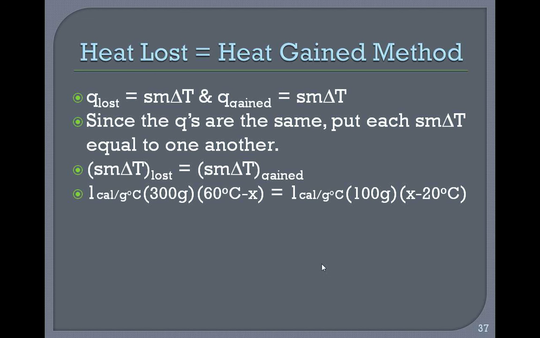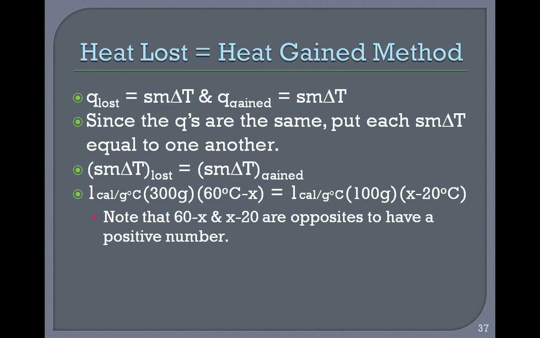So in this case, the specific heat in both of these is the same. It's 1 calorie per gram degree Celsius. This one had 300 grams, that one had 100 grams. And here we go, 60 degrees minus X, which is the final temperature that we don't know. And here it's X minus 20 degrees Celsius, and X is the final temperature. And here it's minus X, so you end up with a positive number. And here I know X is going to be bigger than 20, so you get a positive number.